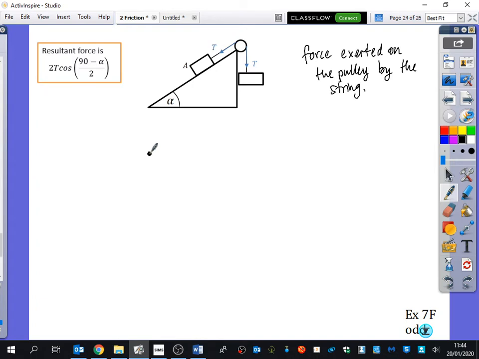So here's the pulley. I'm just going to draw the pulley as a dot. And we've got tension pulling it downwards, and tension pulling it across like this, okay? If I draw out the full triangle, this is 90 degrees here, and this is alpha, right? What is this big angle at the top, if you just think about doing 180? Yeah, so it would be 180 minus 90 minus alpha, which is just 90 minus alpha. So this angle at the top is 90 minus alpha.